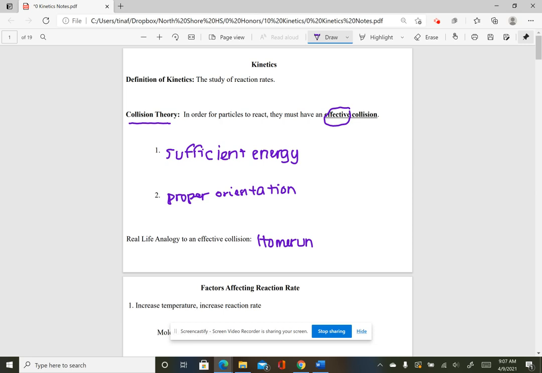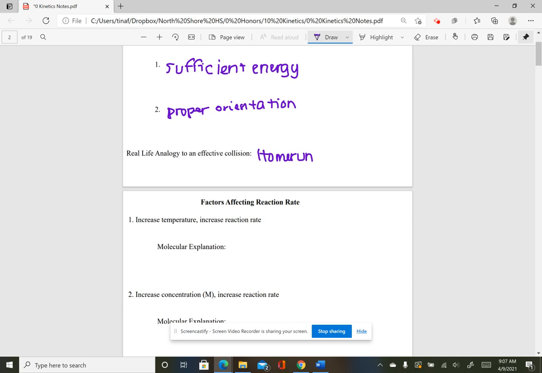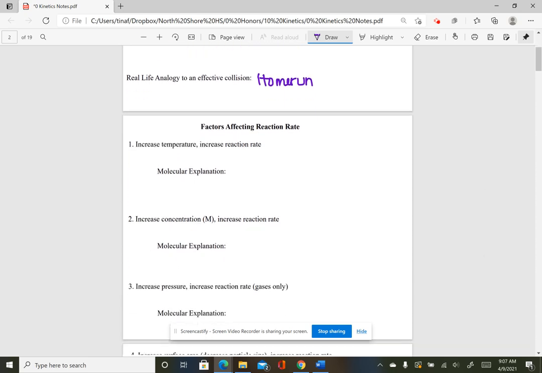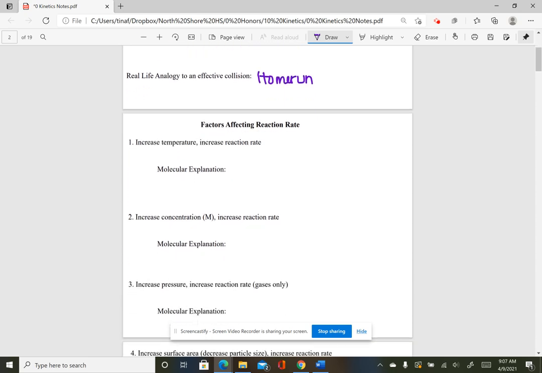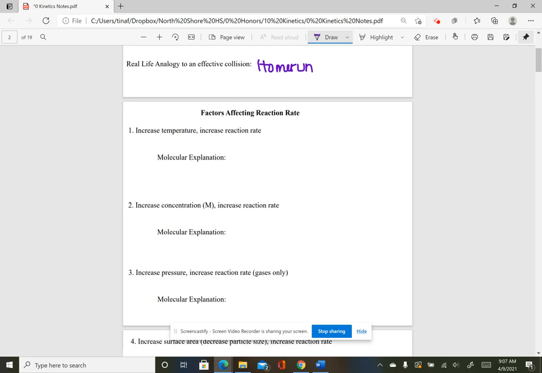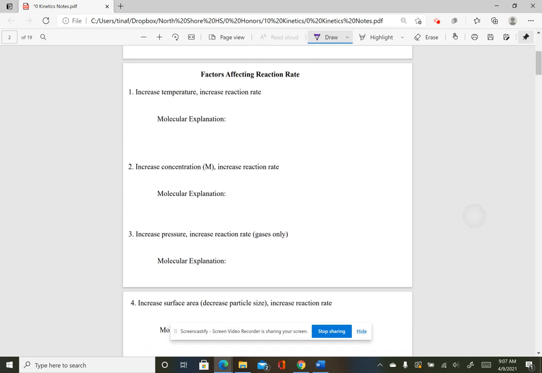Okay. So, as far as factors affecting reaction rate, if we want to make a reaction go faster, we need to increase the amount of effective collisions. The more effective collisions there are, the faster the reaction rate will be. So, the first thing we can do is increase the temperature.